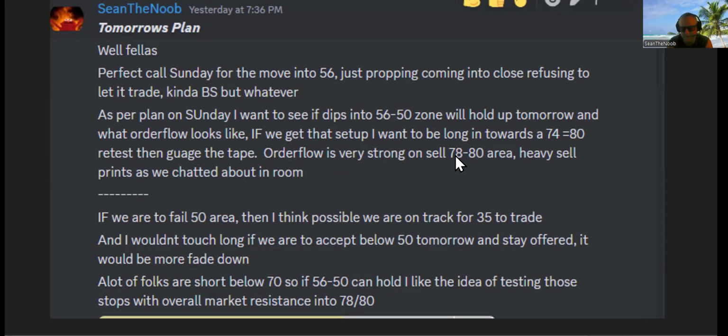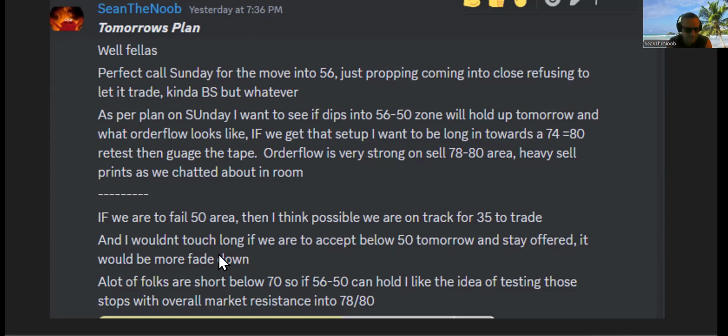Order flow is very strong at 78 to 88. Absolutely heavy, heavy, heavy sell imbalances. Positions have been built there. Okay, if we are to fail, this is key. If we are to fail 50, I think it's possible that we are on track to trade 35. Today's low, 40. Okay, bang on. Calling the bottom last night within context, right?